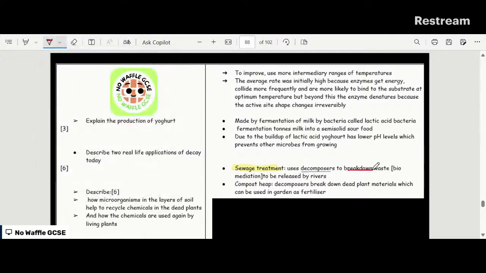To break down waste, which is through a process of bioremediation. You don't necessarily need to know that, in order to be released into rivers. So that's what sewage treatment does. Next, compost heap. That's another example, i.e., peat bogs. So you have your decomposers, which break down dead plant material, and that is then used in gardens as fertilizer. So all of that organic material is really useful for plants.